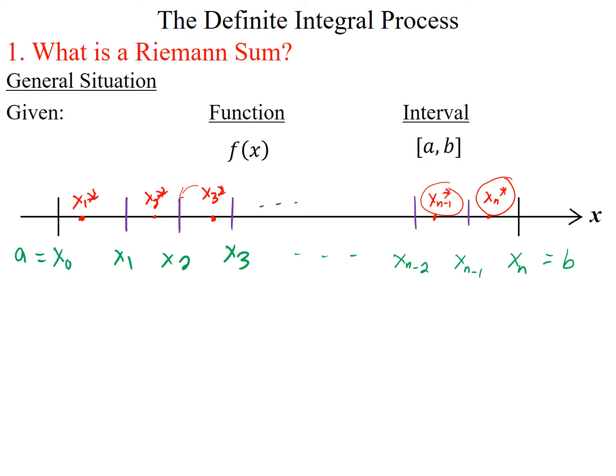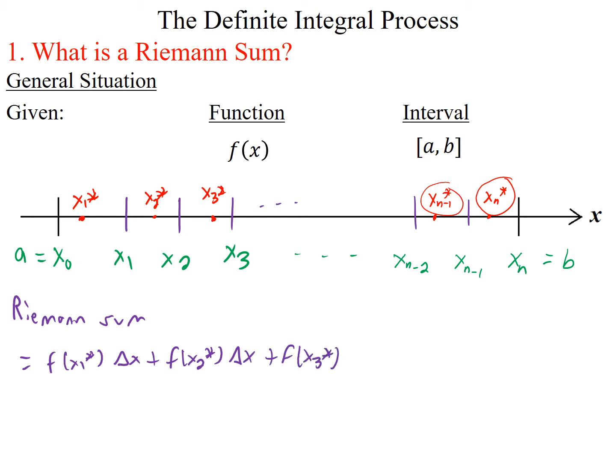So after you cut the interval into n subintervals of equal width, pick a number in each subinterval. Then what you do again is you plug the numbers you picked in each interval into the function and multiply by the width of the subinterval. Do that for each subinterval and then add them up. So the Riemann sum is going to be f of x1 star delta x plus f of x2 star delta x plus f of x3 star delta x, and it would keep going.